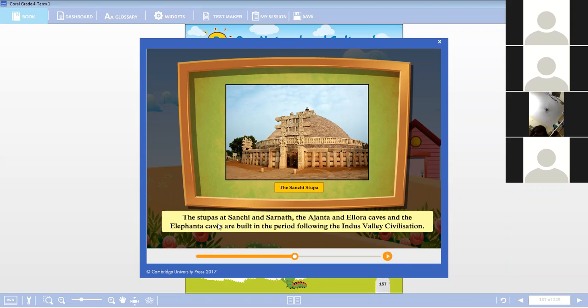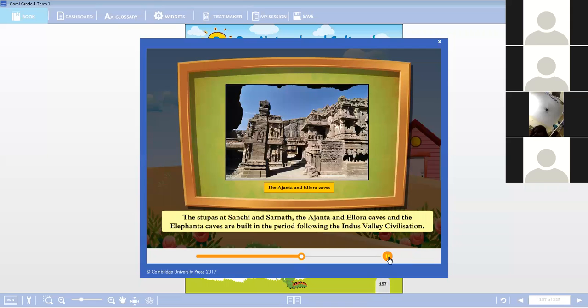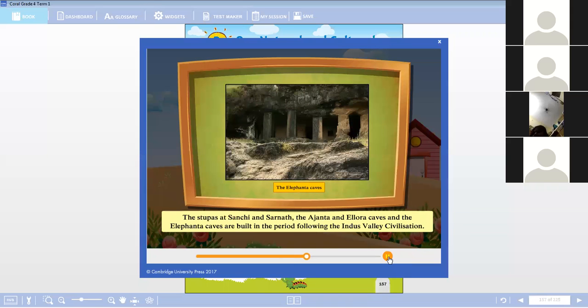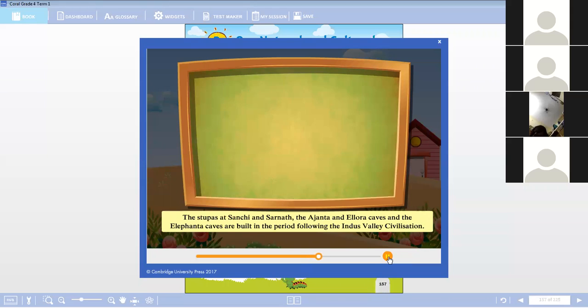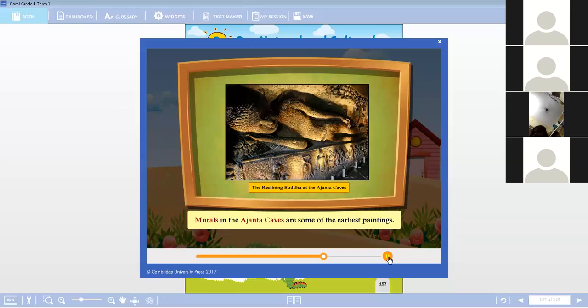Coming to this, the stupas at Sanchi and Sarnath, the Ajanta and Ellora caves and the Elephanta caves were built in the period following the Indus Valley civilization. Murals means paintings on walls. Paintings in the Ajanta caves are some of the earliest paintings.